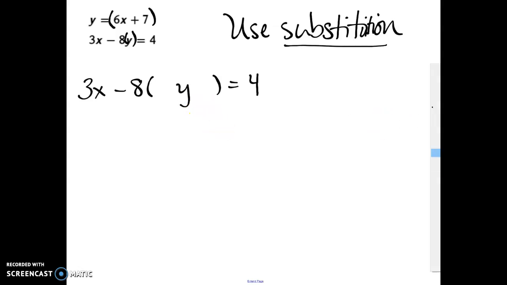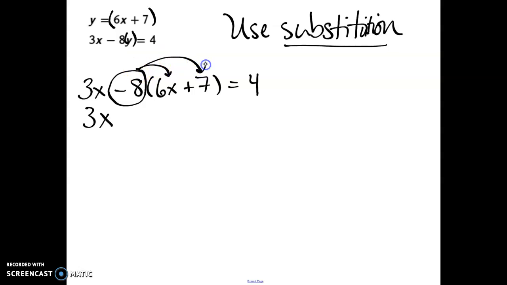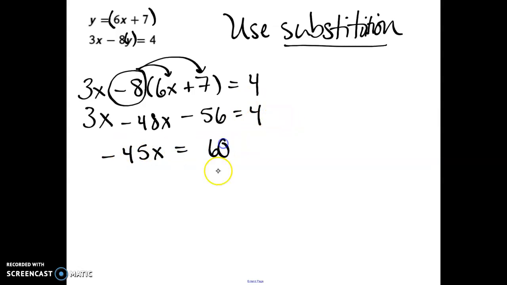But what I'm going to do is take that y and cut it out and replace it with this whole expression from the first equation. I'm going to replace it with 6x plus 7. So here y equals 6x plus 7. So I took the y in the second equation and replaced it with that expression. Now I have an equation that I know how to solve. Right? I only have one kind of variable in there. It's only x. I can solve that kind of equation using the technique we've been practicing in class. So if I go through and do this, remembering to distribute my negative sign, I get minus 45x equals 60.